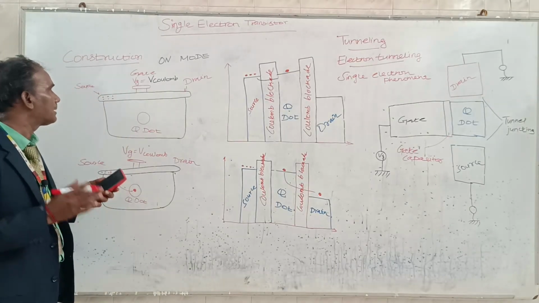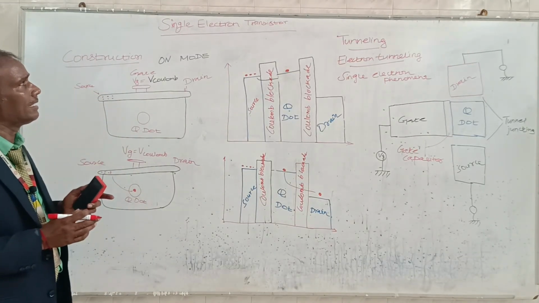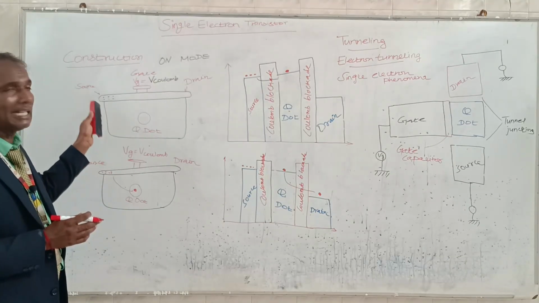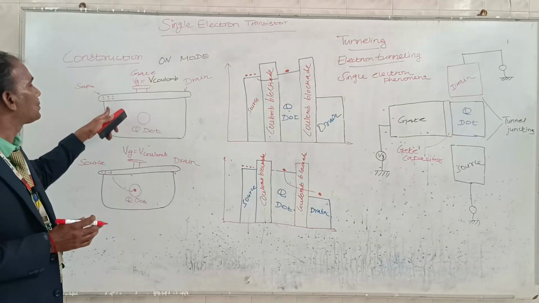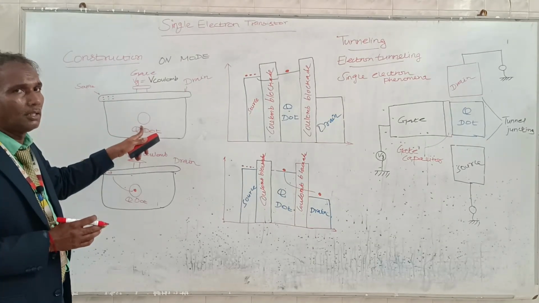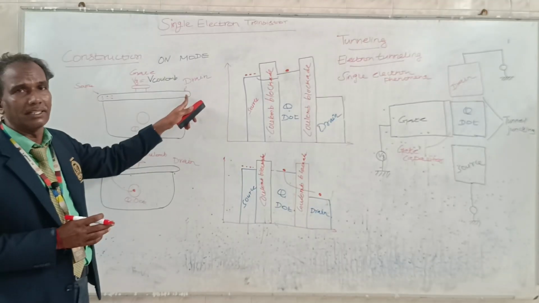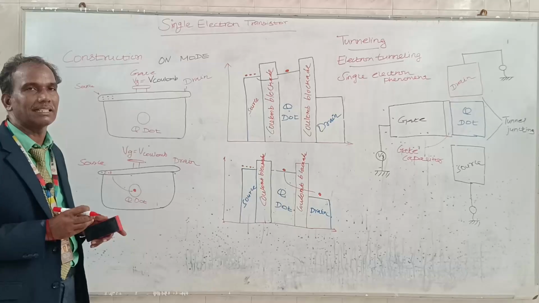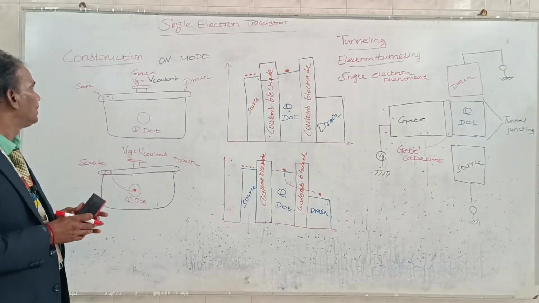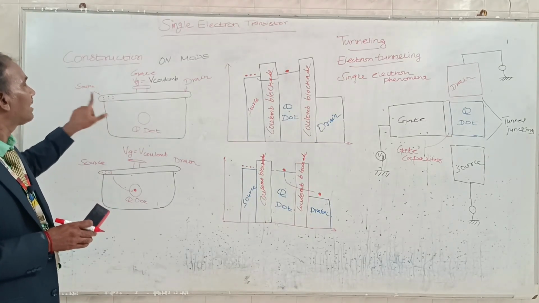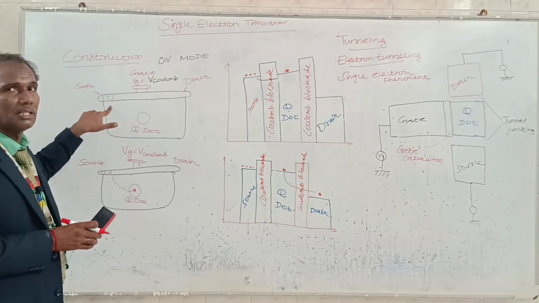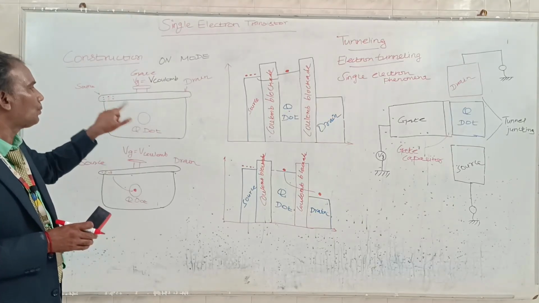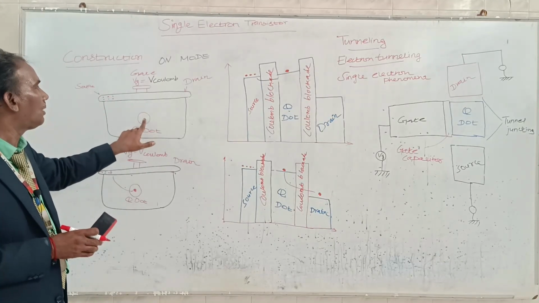So the main purpose of the single electron transistor is what? The electrons move from source to quantum dot and quantum dot to drain. So each electron is countable, considered. There are so many electrons in the source, but only one electron will move from source to quantum dot, and then from quantum dot to drain.